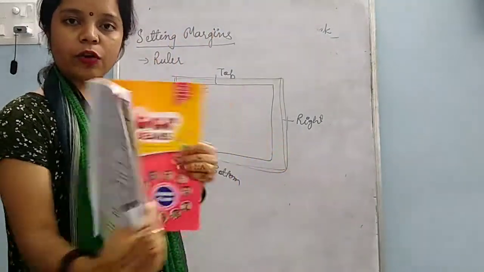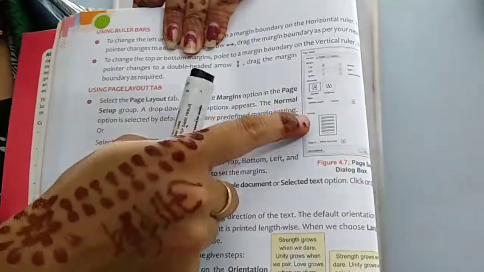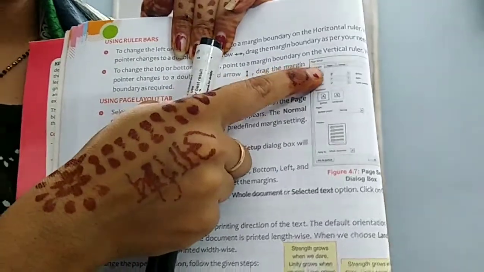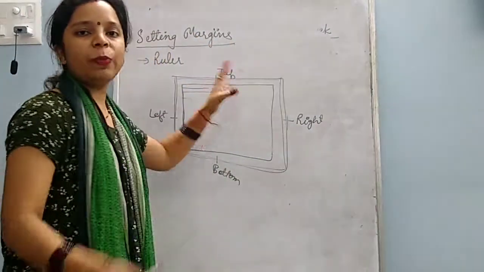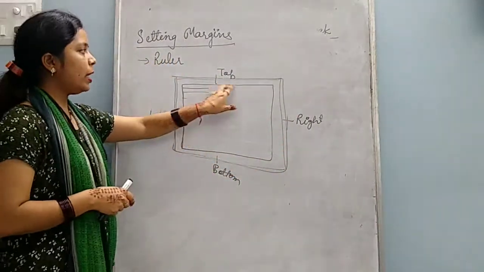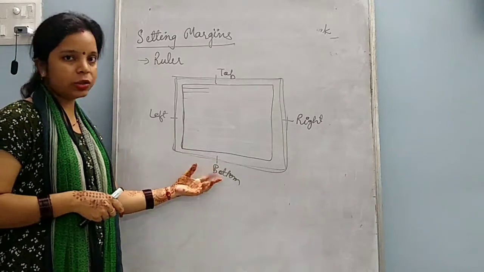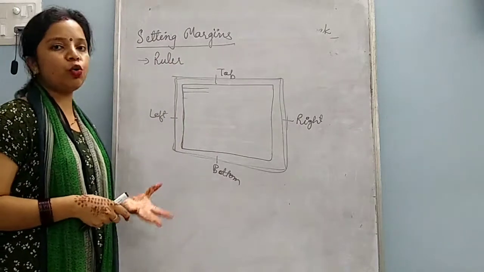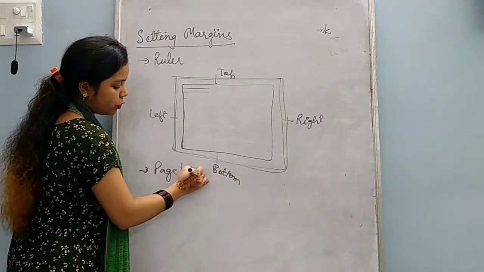And the next method for setting this margin is using page layout. When you click on Page Layout, there you will get one Page Setup option. From this Page Setup option you will choose the Margin option, and there you have to fill in the values. Like for top margin, if you want 1 inch, select 1 inch in the top. Bottom, you want ½ inch, select ½ inch. Left 2 inch, right 2 inch. You have to select the value and click on OK. So from this page layout option also you can set the margin of the page.